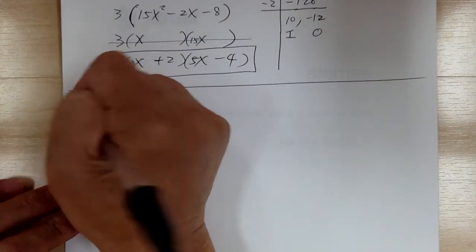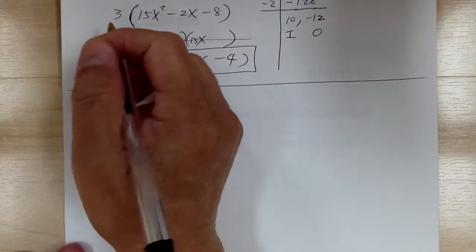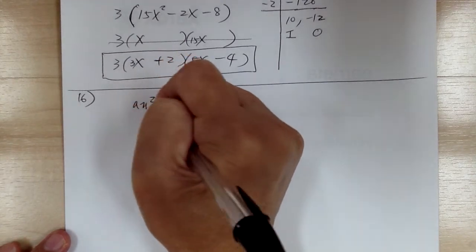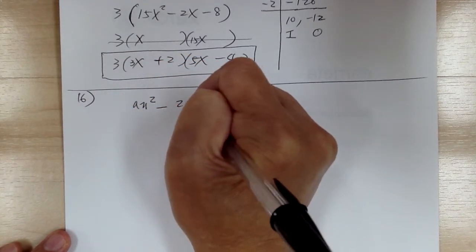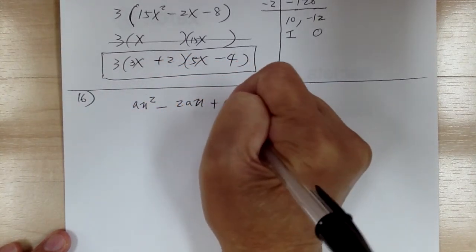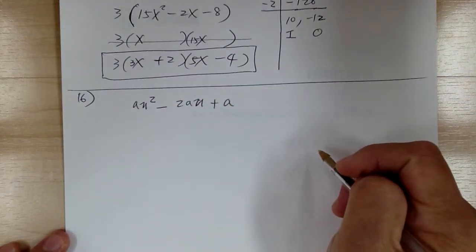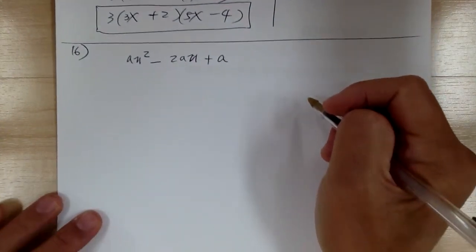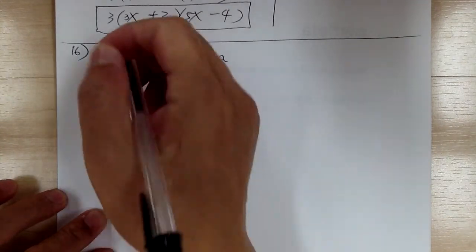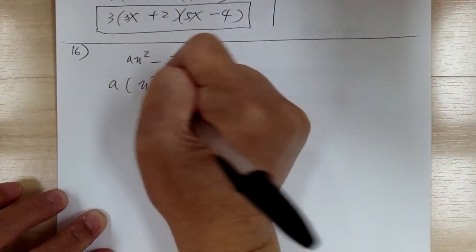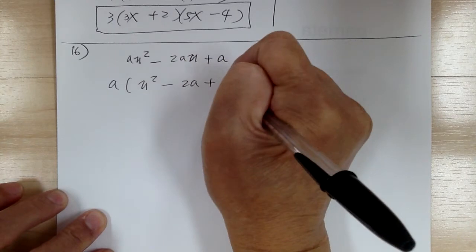Okay, 16. You have au squared minus 2au plus a. Okay, so step one, common factor. There's an a in all of them, so factor out the a. So you got u squared minus 2u plus 1.